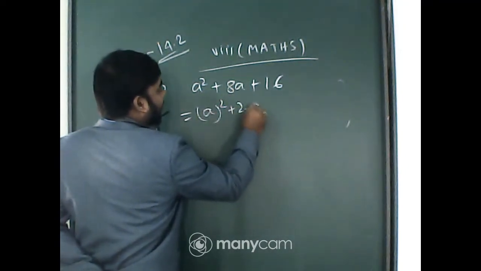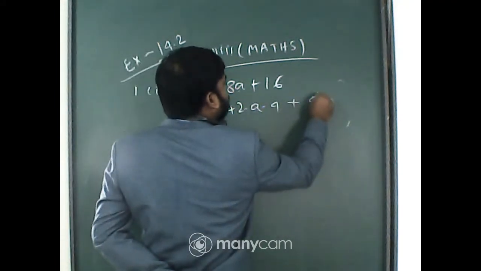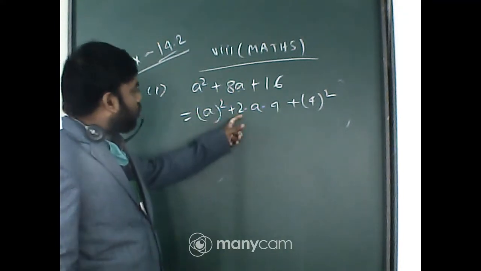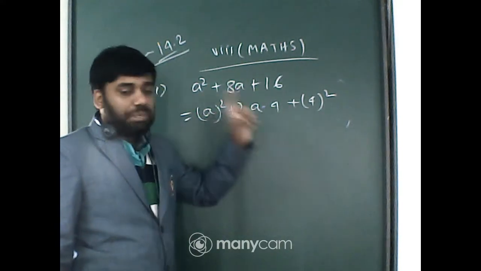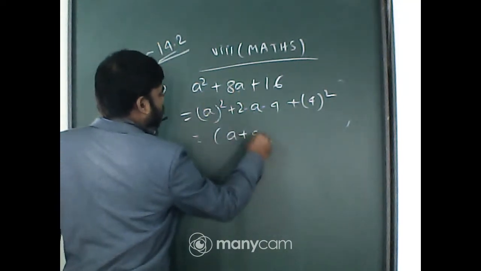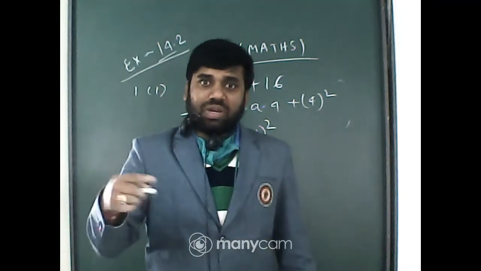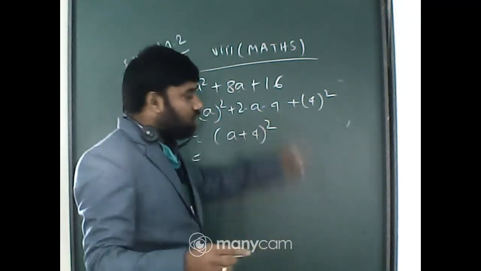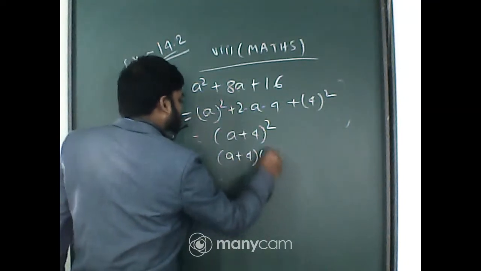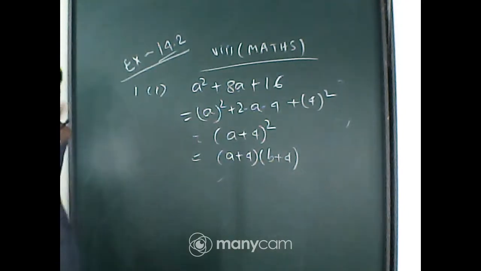So that is a square plus 2 into a into 4. 2 fours are 8, so 8a, and 16 can be written as 4 square. Now just match with the formula a square plus 2ab plus b square. So here b is 4. So it can be written as a plus 4 whole square. Square means a plus 4 into a plus 4. Okay, got it, everyone?